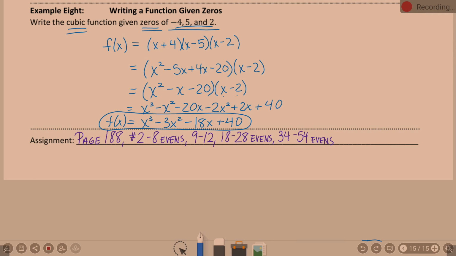Okay, guys, you have a little bit of work time. Use it. Page 188, it's 2 through 8 evens. 9 through 12 is all. That's the one section, it's not just evens. 18 through 28 evens, 34 to 54 evens.